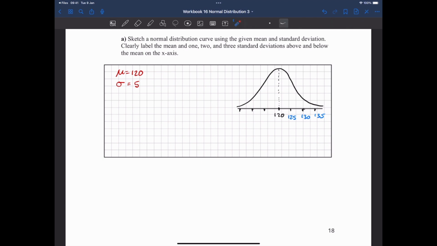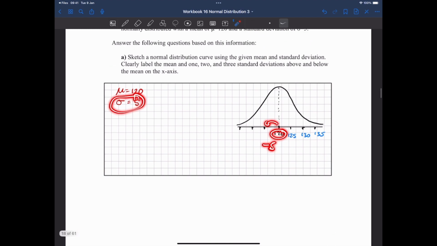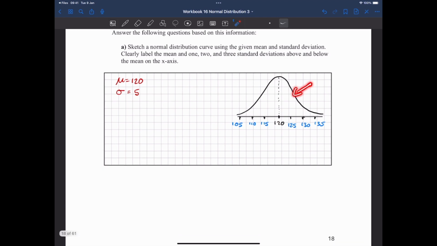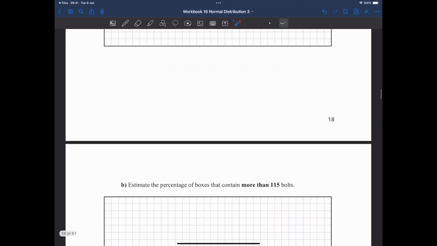Take away 5 from the mean. So we'll take away 5, take away a standard deviation to get to this one. Then we take away another standard deviation to get to this, take away another standard deviation. So take away 5 from 120, 115. Then 110, take away another 5, and minus another 5, 105. And that's it done. So we've done 1, 2, 3, 1, 2, 3 standard deviations either side of the mean. That's it sketched. Now we can add more stuff to this if you want, or we could just wait a wee while first. So we'll go to the next question.